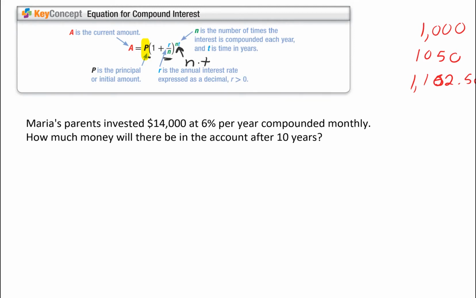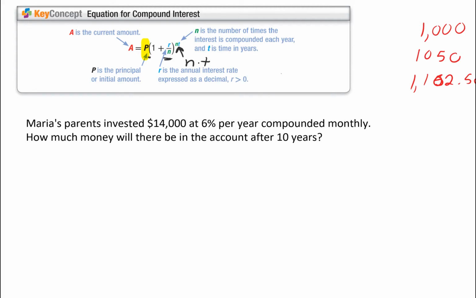Because if you have the money in for 5 years and it's compounded monthly, how many times will it be compounded? Well, 5 times 12, so a total of 60 times that growth will happen. So the n times t helps us there. All right, let's use this in a nice problem.